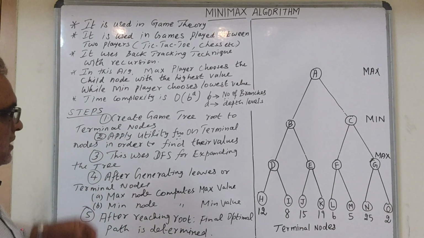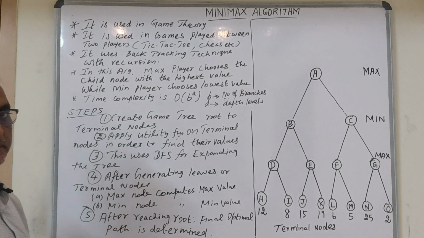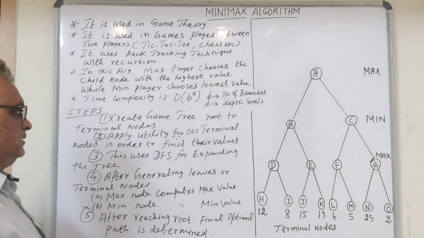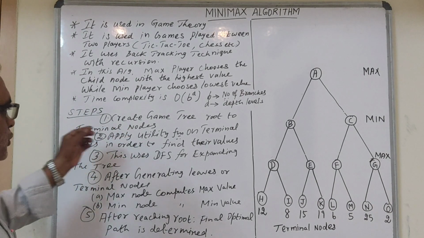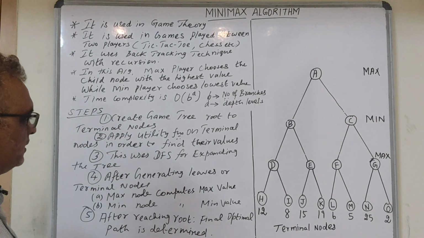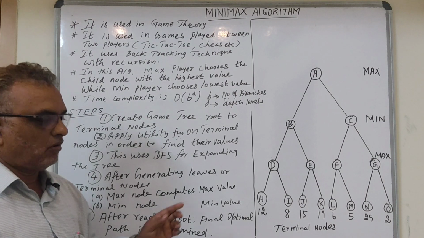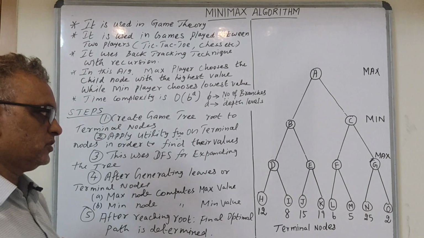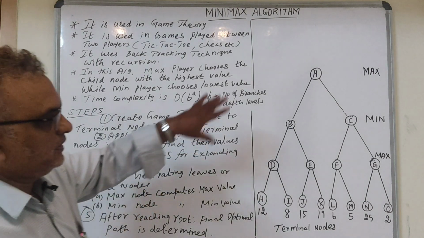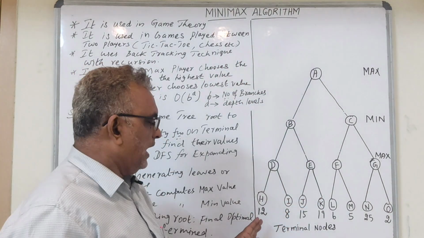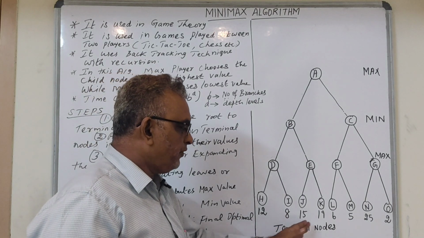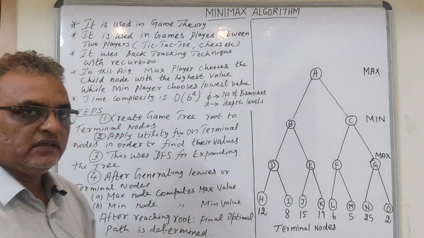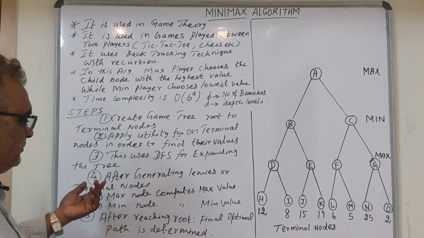The various steps of this algorithm are given here. First step, we have to create the game tree right from the root to the terminal nodes. Apply the utility function on all the terminal nodes in order to find their values. So the algorithm generates the game tree and it also generates the values for the terminal nodes. These are the different values that are calculated by the algorithm.